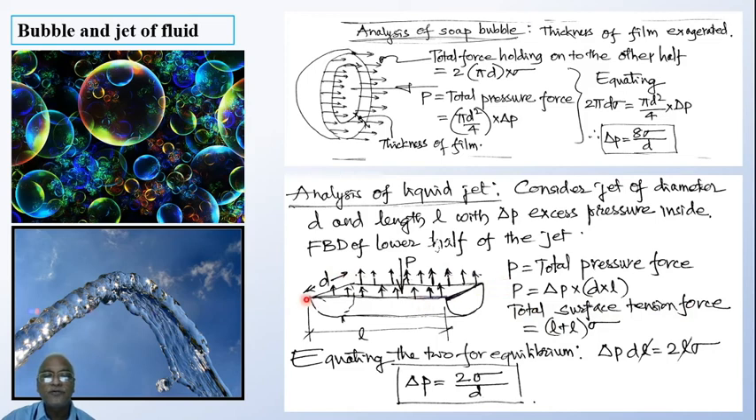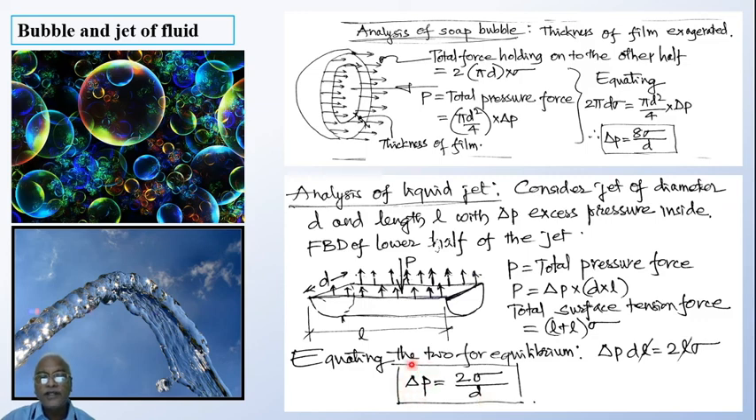The total surface tension force will be along these two lengths, so L plus L multiplied by sigma. Sigma is nothing but surface tension force per meter length. So in total it becomes 2L sigma. Now for equilibrium, these two should once again be equated. For equilibrium, delta P into D into L will be equal to 2L into sigma. L cancels off. We get delta P equal to 2 sigma divided by D.